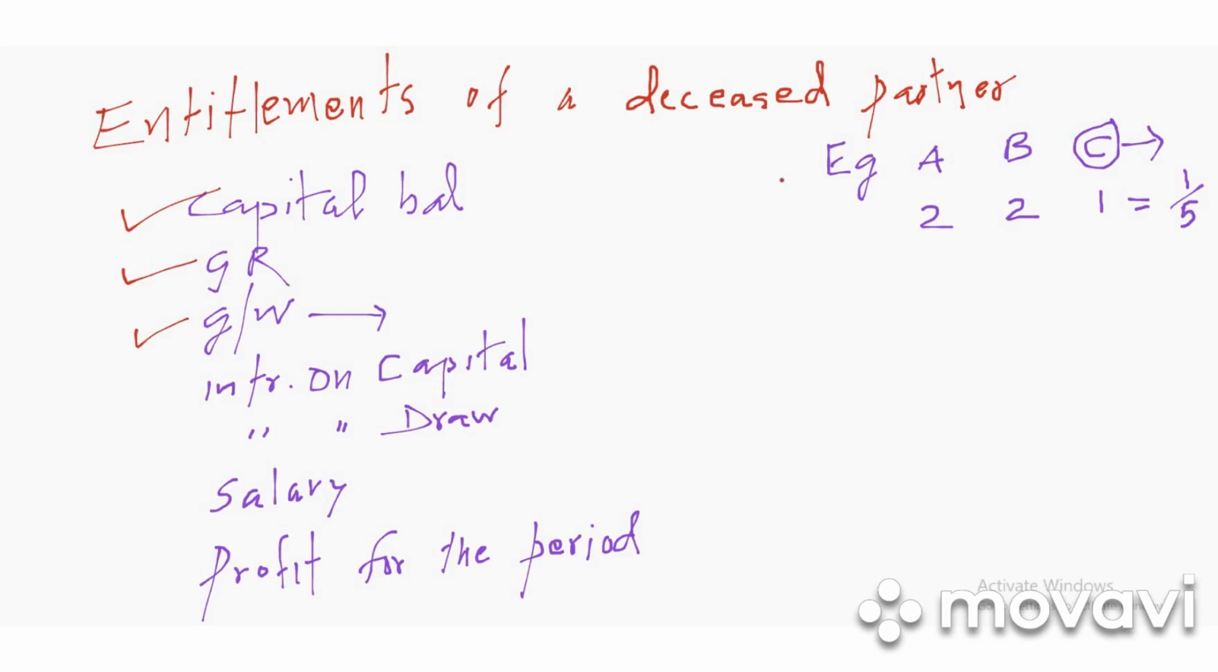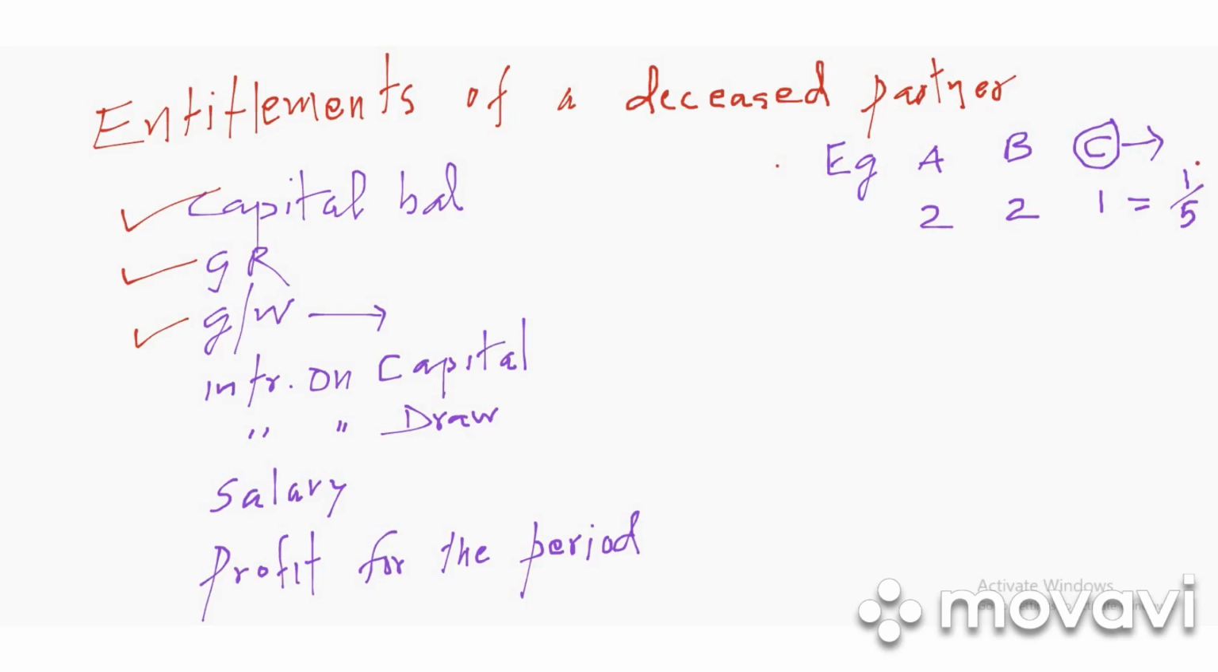In most of the cases it will be given in the question, and we will have to find out the deceased partner's share. In this case, you can see I have given an example of A, B, C running the partnership business, and C is dead and his share is 1 by 5. Here the existing ratio is 2 is to 2 is to 1.